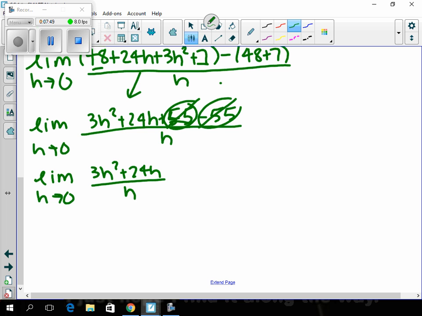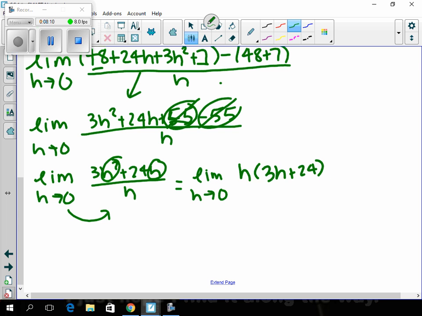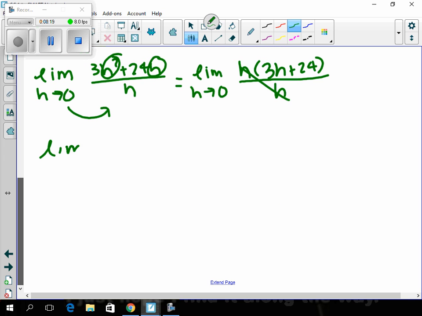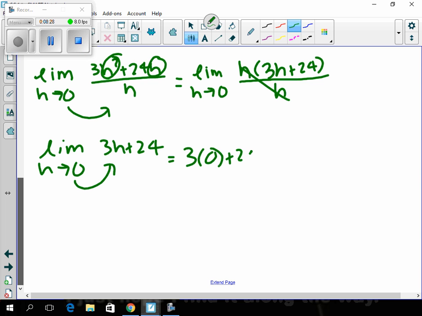Now, when I'm looking at the limit, the issue becomes h is going towards 0, but I can't divide by 0. So I want to simplify this. I look at the top and notice I have an h in both terms, so I'm going to take an h out of both of them. I get h times (3h plus 24) on top and h on the bottom. Now both h's cancel out. So now I'm just looking at the limit as h approaches 0 of 3h plus 24. Now I can directly substitute: 3 times 0 plus 24, and this is going to be 24.